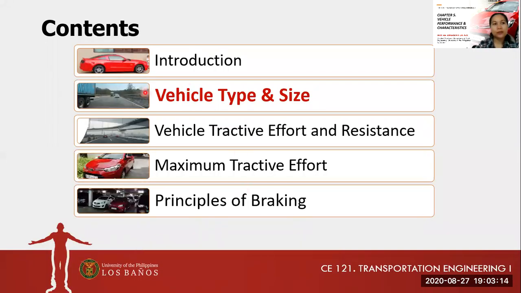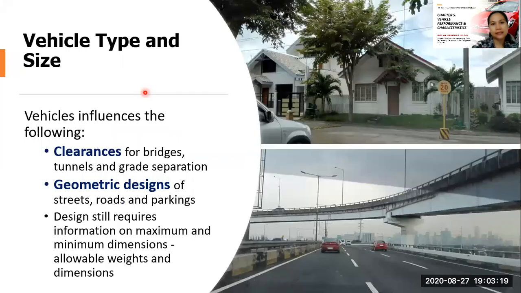So we were talking about the vehicle type and size. Let's look at the vehicle types and sizes that we have. And before going to that, let's take note that vehicles influence the following. First is the clearance for bridges, tunnels, and grade separation.